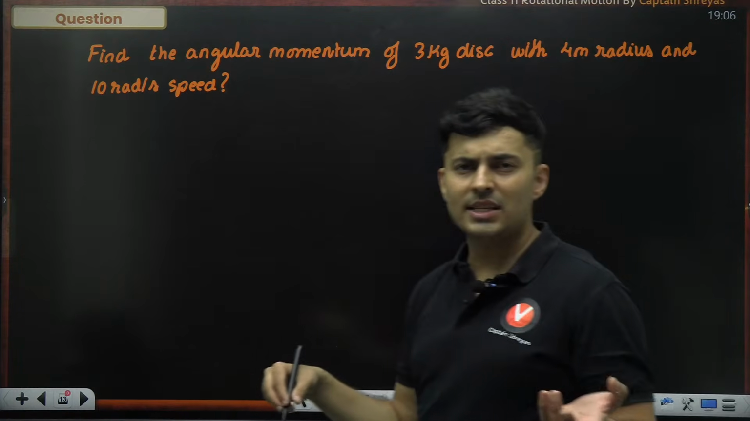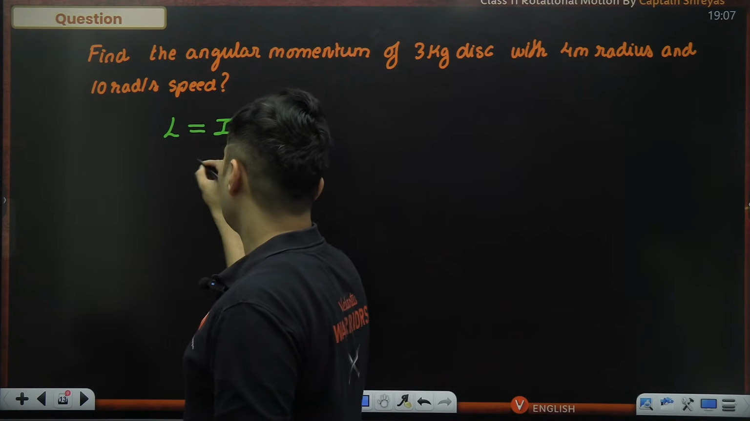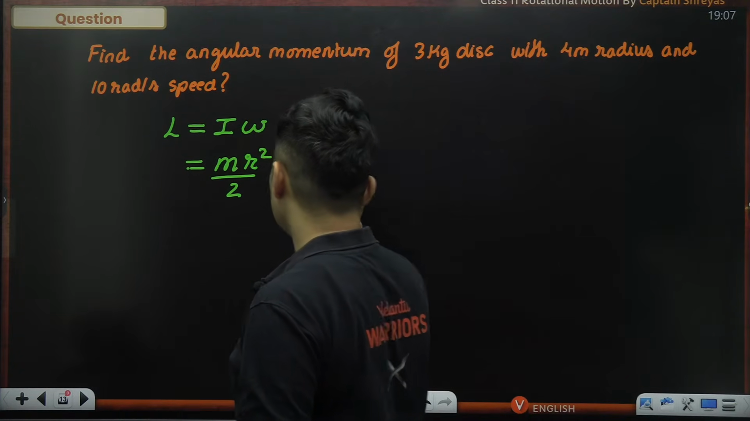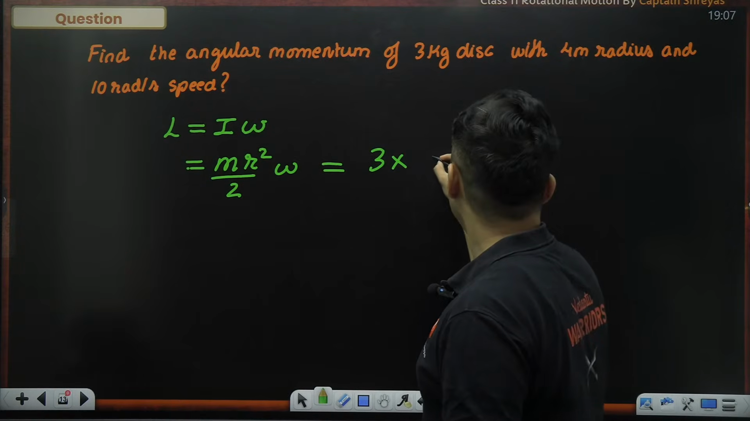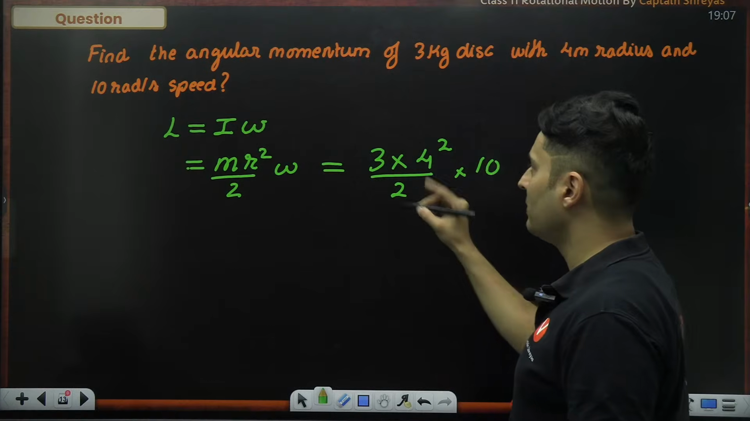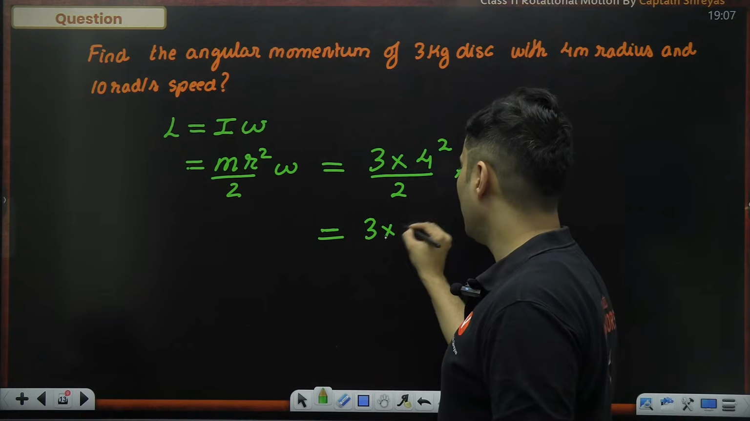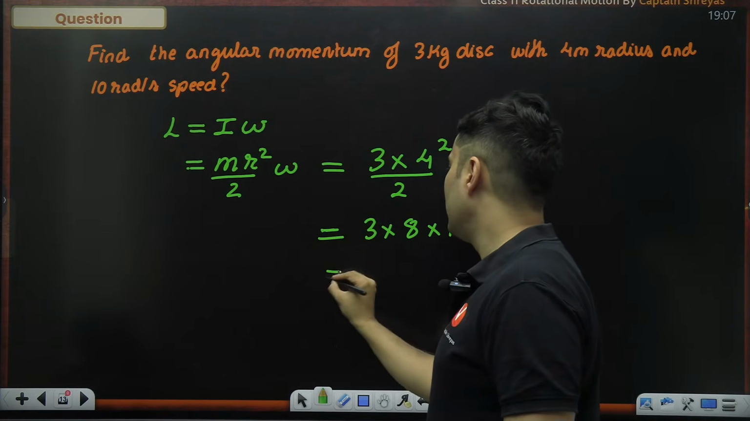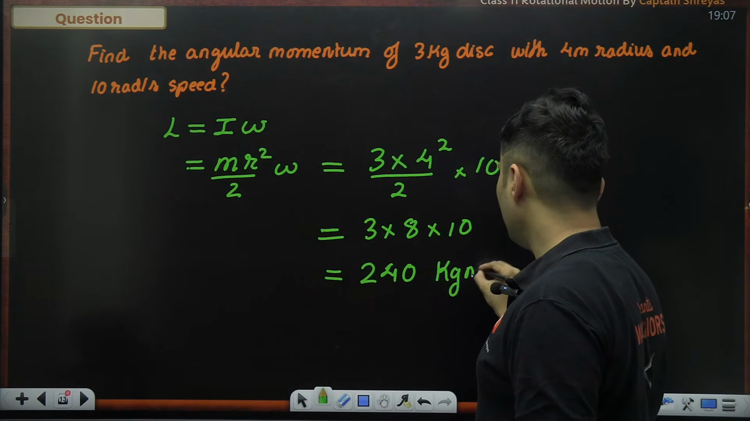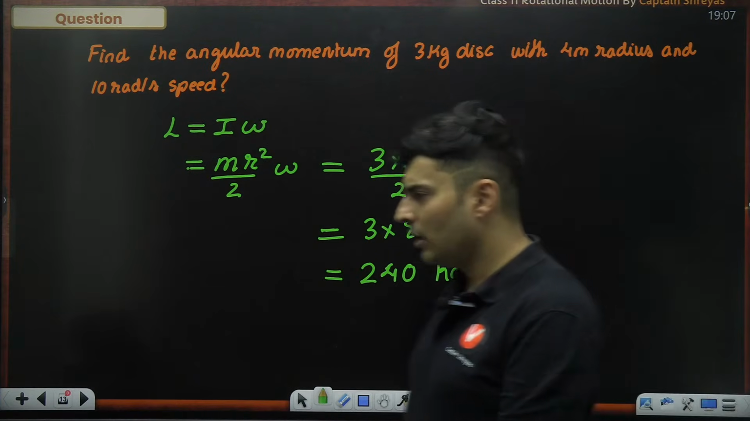Disk means moment of inertia is mr square by 2. And we all know angular momentum is I into omega. For a disk, moment of inertia is mr square divided by 2. So you just have to substitute. Mass is 3 kilos. Radius is 4 meters, so 4 square, whole thing divided by 2. Angular velocity was given to be 10. So what is this going to be? 4 square is 16. 16 by 2 is nothing but 8, multiplied by 10. 8 threes are 24, so 240 kg meter square per second. That is the answer. Yeah, how many of you got it?